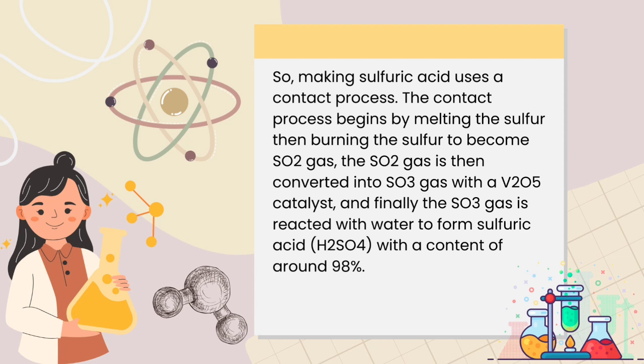The contact process begins by melting the sulfur, then burning the sulfur to become sulfur dioxide gas. The sulfur dioxide gas is then converted into sulfur trioxide gas with a catalyst. And finally, the sulfur trioxide gas is reacted with water to form sulfuric acid with a content of around 98%.